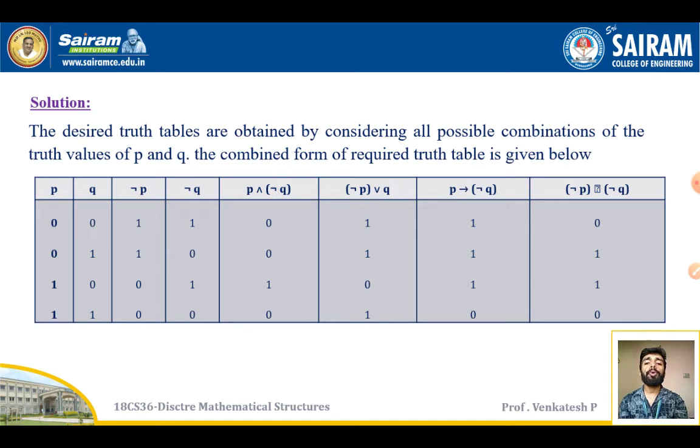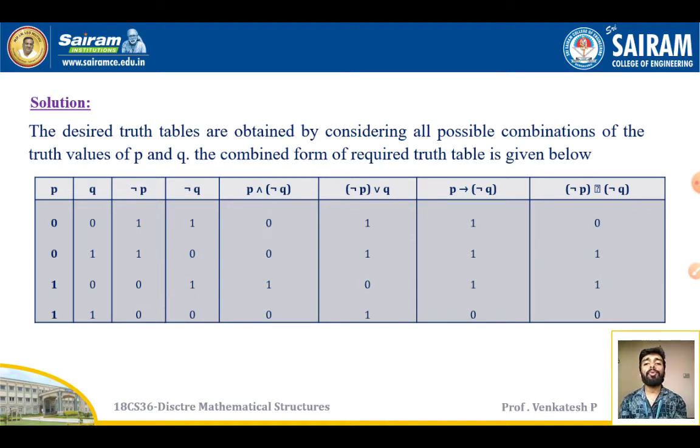Now to prove all four propositions, I need negation P and negation Q. After defining the truth values of P and Q, I am going to apply the negations for both P and Q. If I apply the negation for P, 0 will become 1, 0 will become 1, 1 will become 0, 1 will become 0. Similarly, for the negation of Q, 0 will become 1, 1 will become 0, 0 will become 1, 1 will become 0.